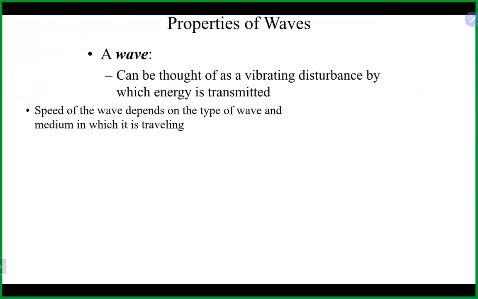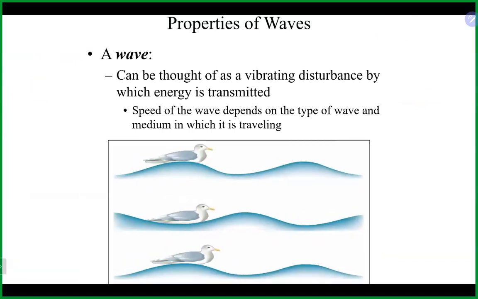As we'll talk about here, these waves have some different properties. A wave can be thought of as a vibrating disturbance by which energy is transferred. The speed of the wave depends on the type of medium it's traveling in. The wave is moving, the bird is not. Yes, the wave is just moving past him, right? And if you've ever been in the ocean and been hit by a wave, it has a lot of energy associated with it as it is traveling. And that is how we visualize energy moving either into the atom or out of the atom as a result of electrons being transferred.